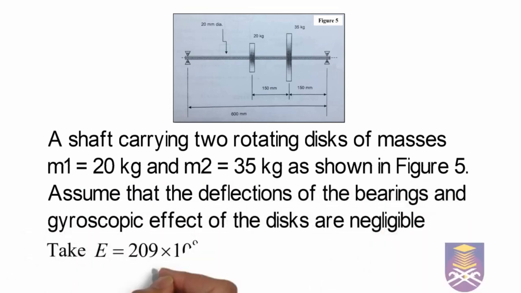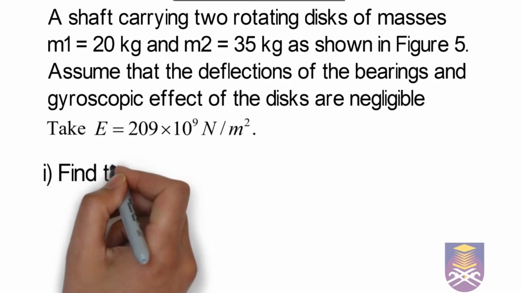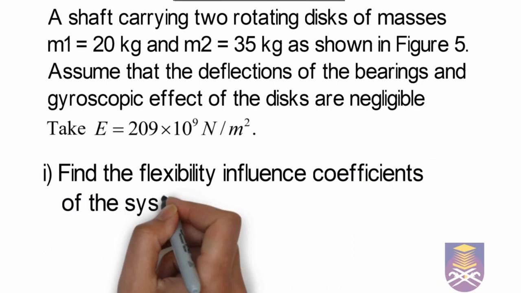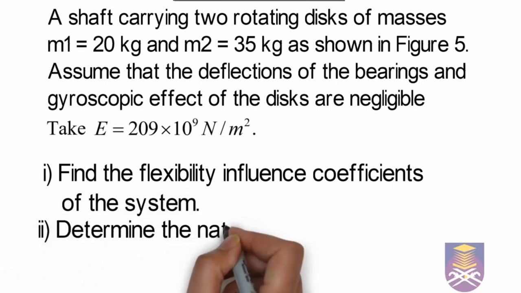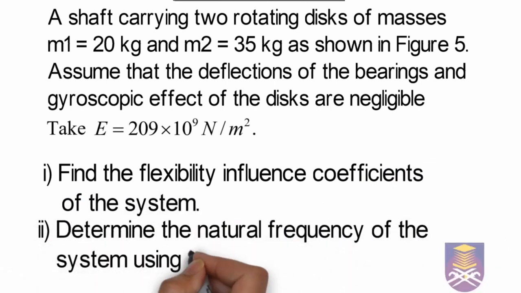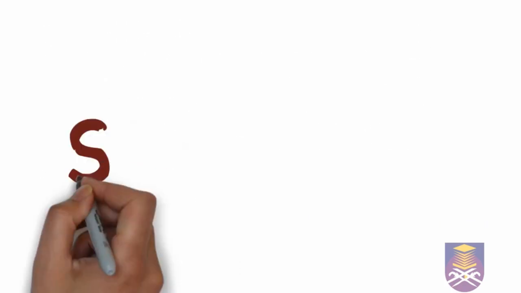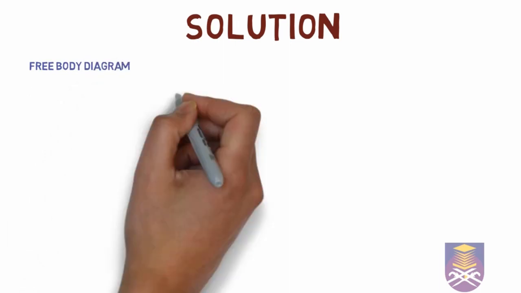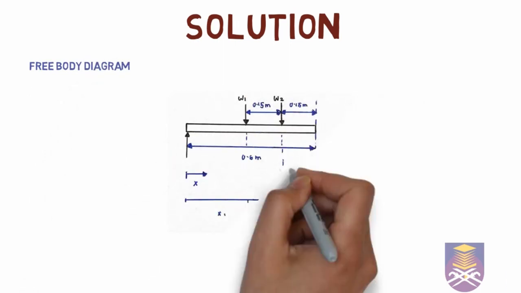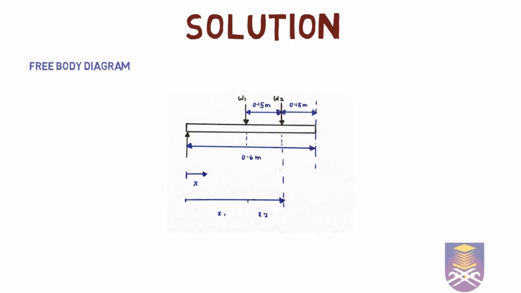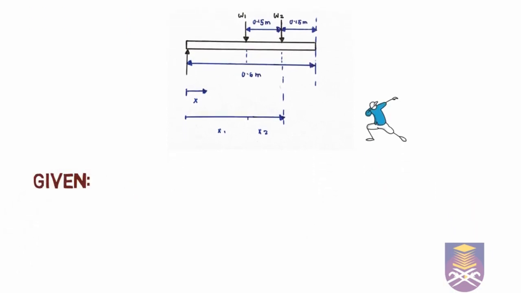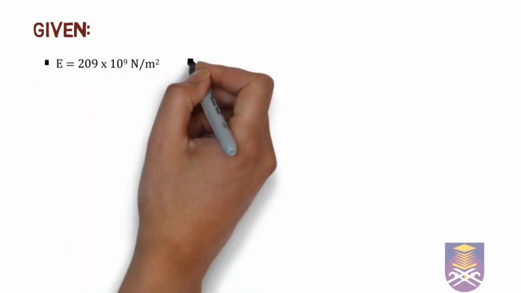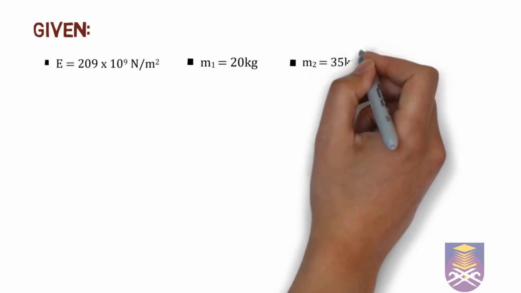So, based on the question, we need to identify the flexibility influence coefficient and the natural frequency by using Douglas method. As usual, we need to construct the free body diagram of the system with labels. And from the question, we are able to gain information on the elastic modulus, mass 1, mass 2, and the length of rod.